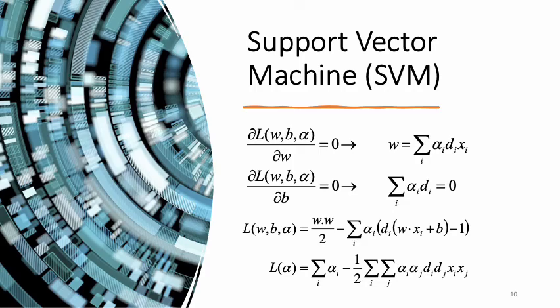Now that we have a three-variable Lagrangian function, we need to analyze its first-order derivatives. When we set the derivatives of the variables equal to 0, especially for W and B, we obtain new equations that allow us to simplify the Lagrangian function from three variables to a single variable. This process yields the single-variable Lagrangian function presented at the bottom.